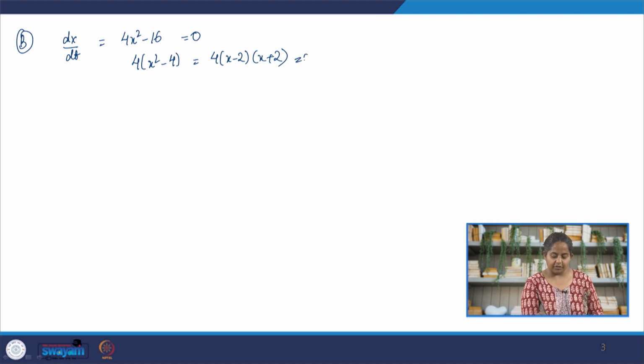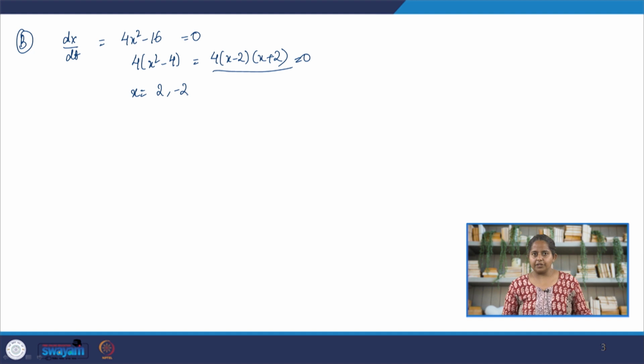And then make it equal to 0. You know here that this system will be equal to 0 only when x is equal to either plus 2 or minus 2. So how many fixed points do you have here? You have 2 fixed points.